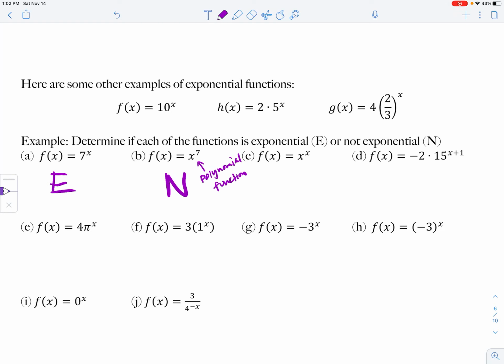X to the 7th, remember, is a polynomial function. We just studied those. F of x equals x to the x power. Well, there is a variable in the exponent position, but the base can't be a variable. So not an exponential function. This is actually referred to as an aleph, and I'm maybe not pronouncing this correctly, but an aleph function. D would be exponential.